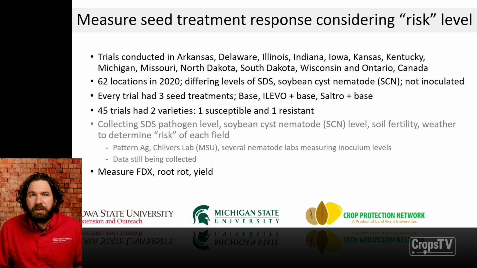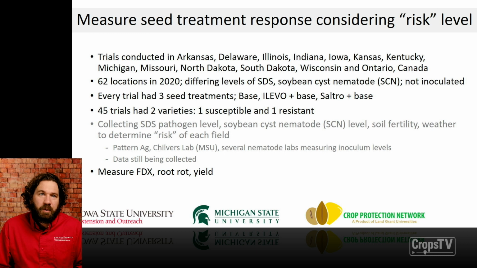So what we're trying to do is assess the risk based on the amount of Fusarium virguliforme in the soil, the amount of soybean cyst nematode in the soil, fertility, the weather conditions prior to and during the season, etc. And then what we're doing is putting out different seed treatments in all of these fields that hopefully have these different risk levels, and we're seeing how well they responded under these different conditions.